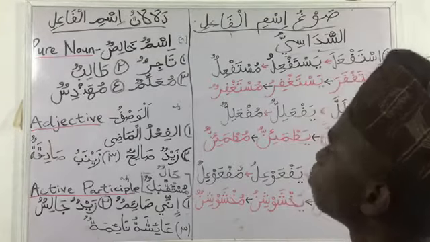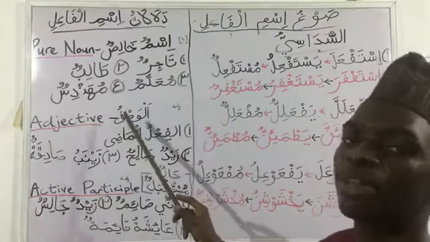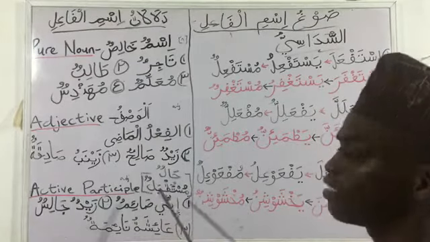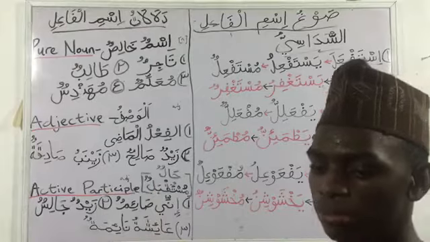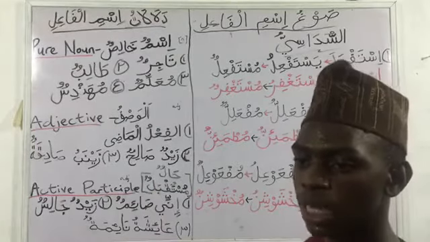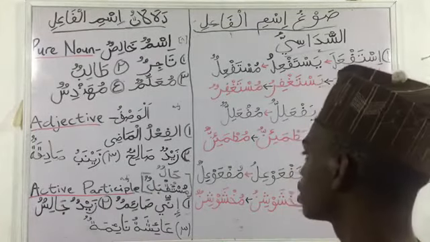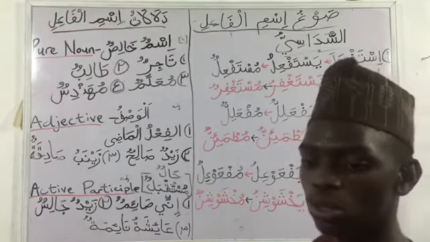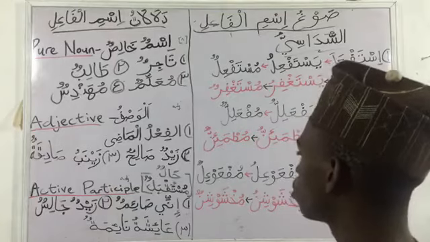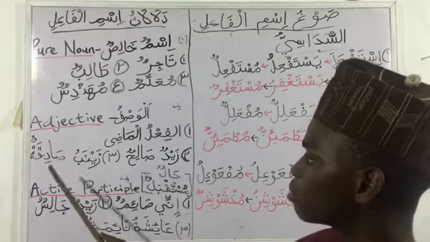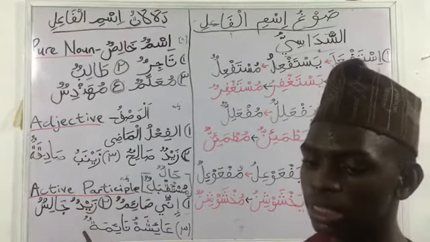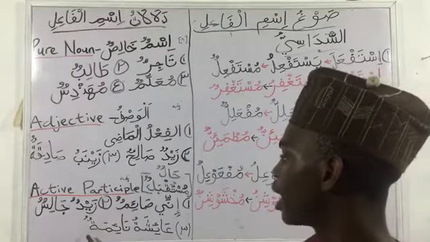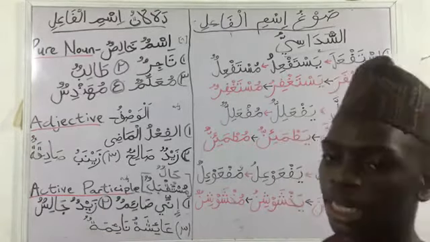So those are examples of how Ismul Faa'il may act in a sentence. It may act as a pure noun, Ismul Khalis. It may act as an adjective, al-wasfu, or it may act as an active participle for the hal and mustaqbal, just like the Fi'l Mudari. So we should also note that Ismul Faa'il, when it is describing a feminine noun, will have a ta marbuta. So all of this is described in our notes.